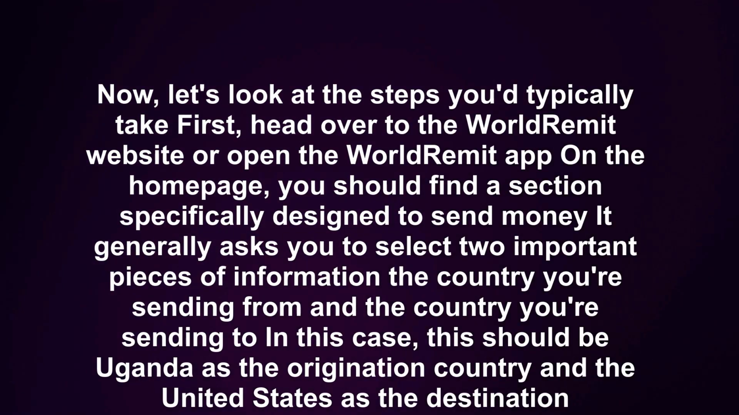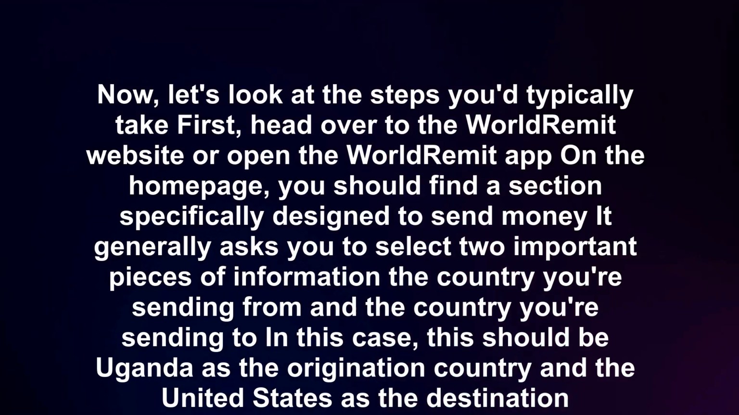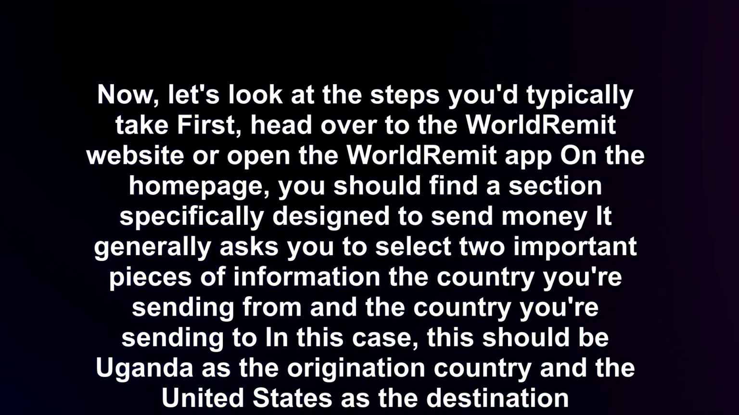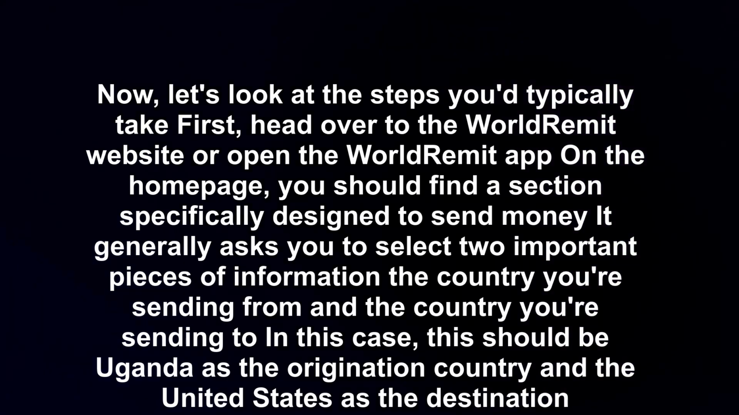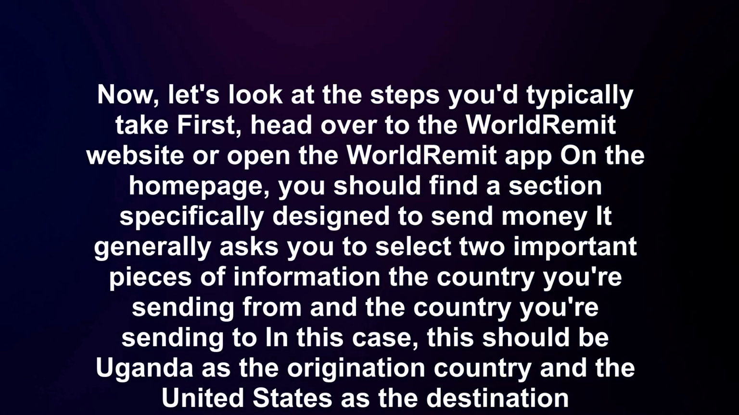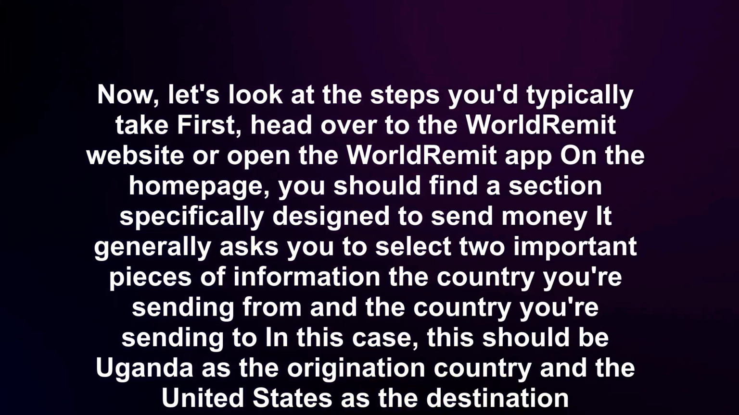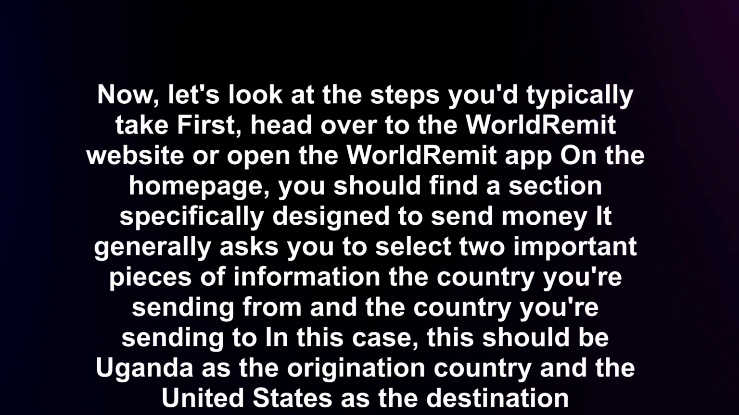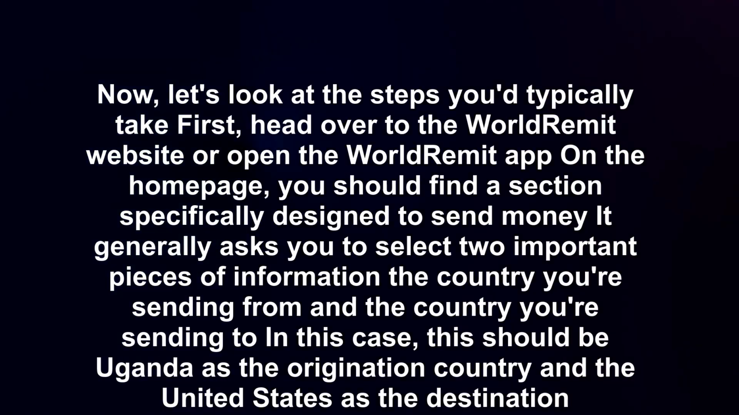Now, let's look at the steps you typically take. First, head over to the Worldremit website or open the Worldremit app on the homepage. You should find a section specifically designed to send money. It generally asks you to select two important pieces of information: the country you're sending from and the country you're sending to. In this case, this should be Uganda as the origination country and the United States as the destination.